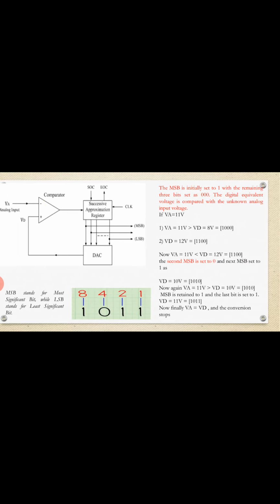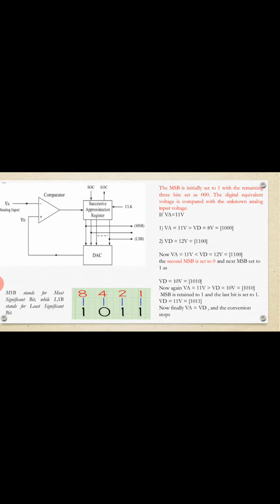So now the second MSB is set to 0, because VD is greater than the analog voltage 11 volt, and the next bit is set to 1. So VD is now 1010. Here the second bit becomes 0 because the VD voltage was 12, and the next bit is set to 1. 1010 corresponds to 10 volt.